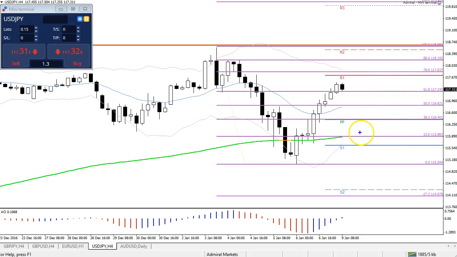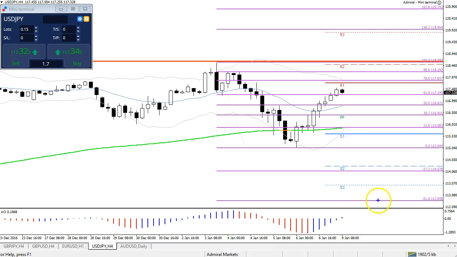More cautious target would be 116.40. More aggressive would be 115.50, and most aggressive would be 114/113. Looking at the fibs right here.